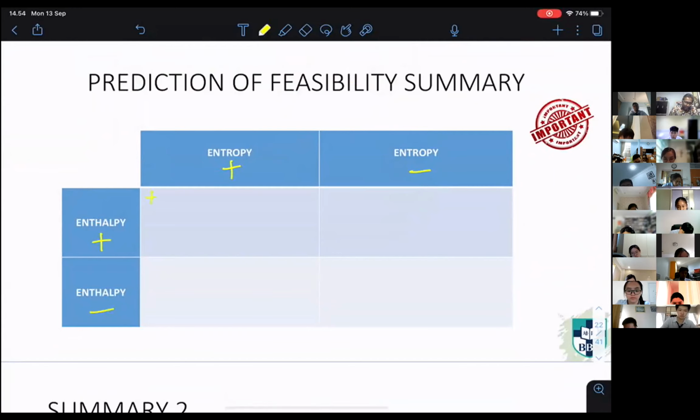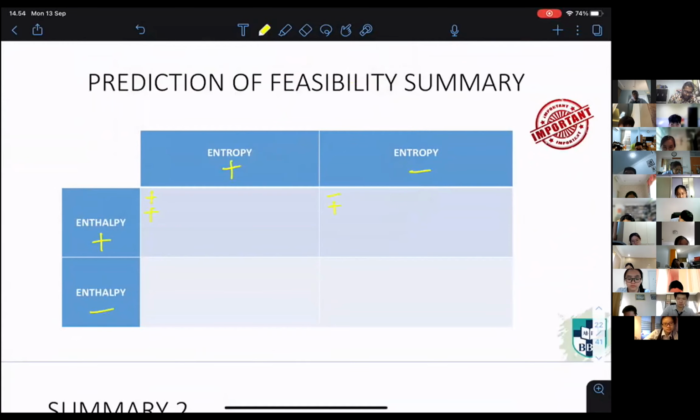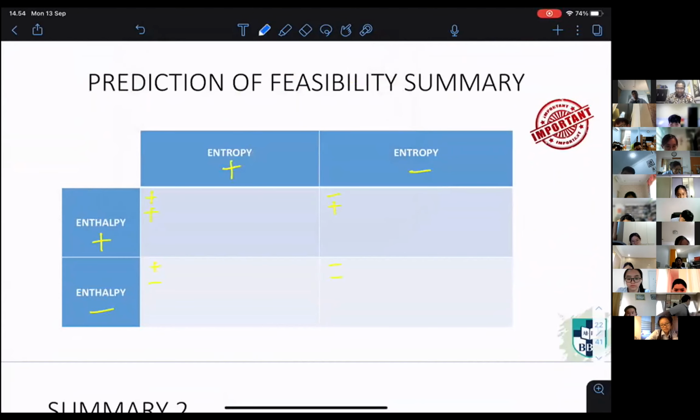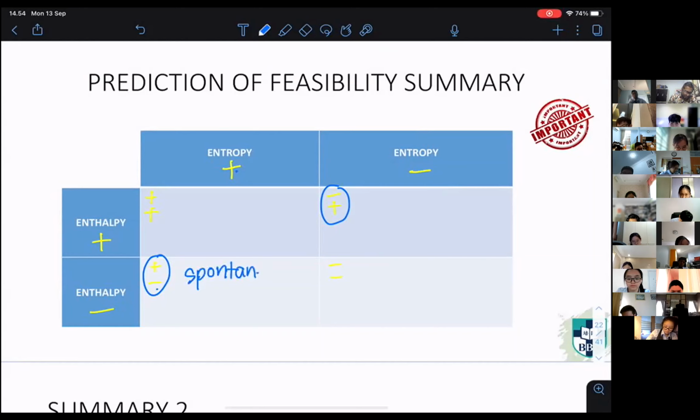I know this quadrant is positive, positive; this is negative, positive; this is positive, negative; and this is going to be negative, negative. And I told you, which one is easy? Different is easy. If your enthalpy is negative and your entropy is positive, then it's spontaneous at any temperature. You can come up with this.